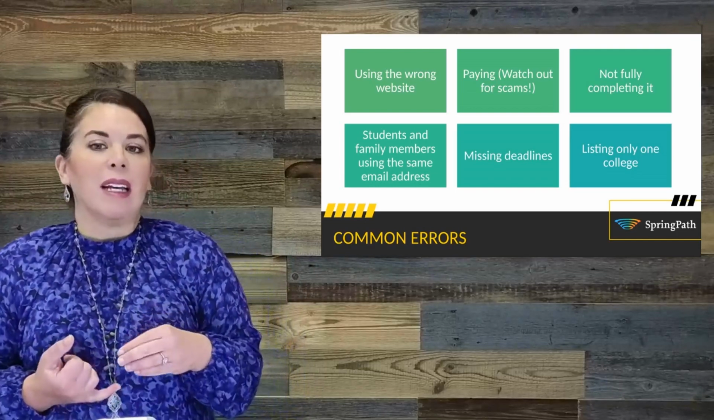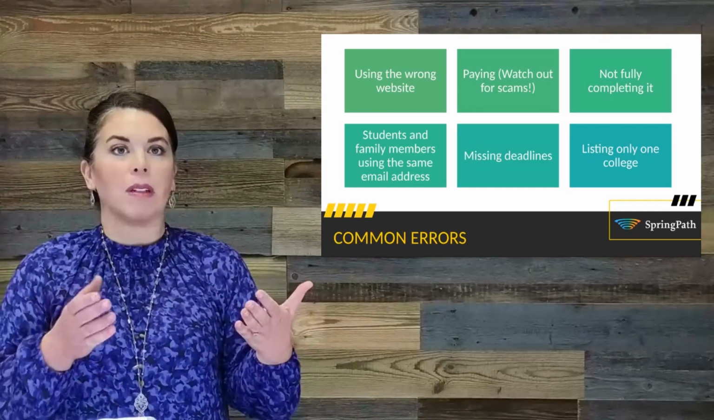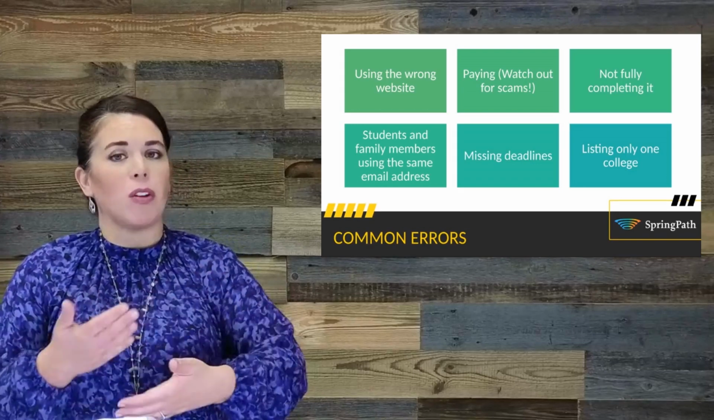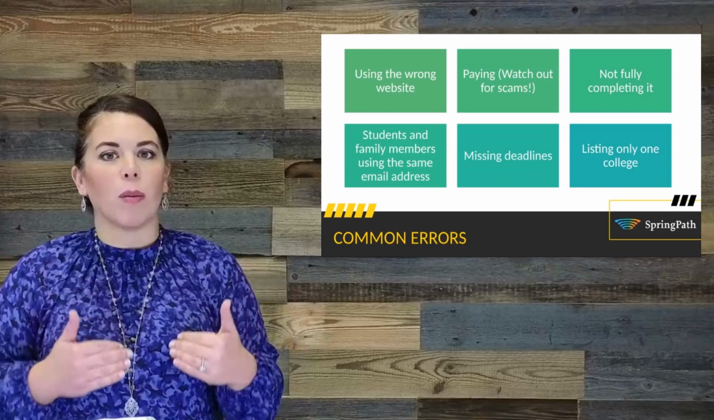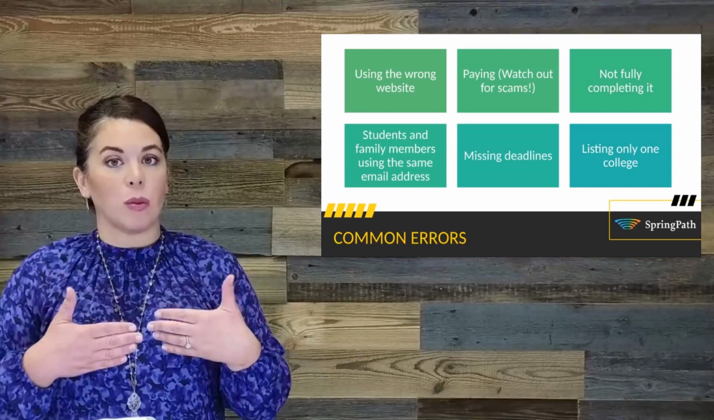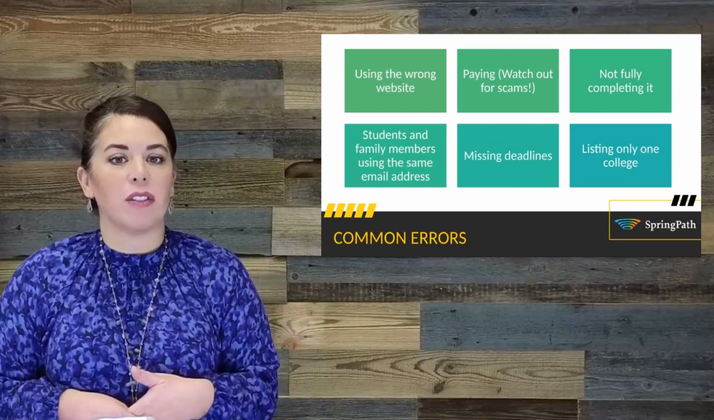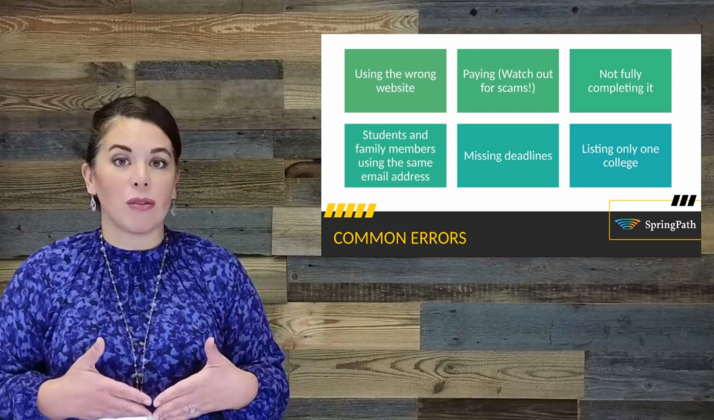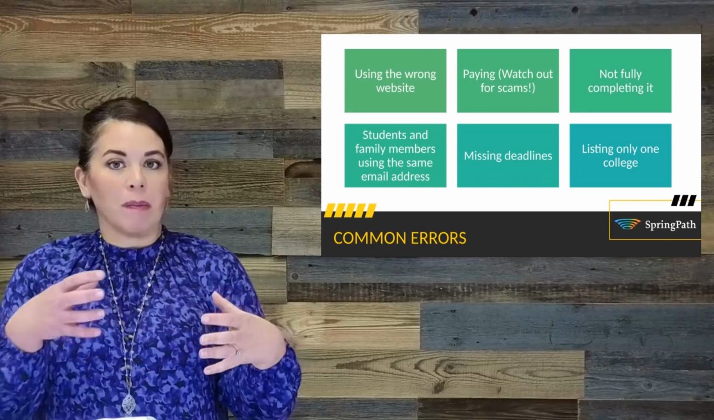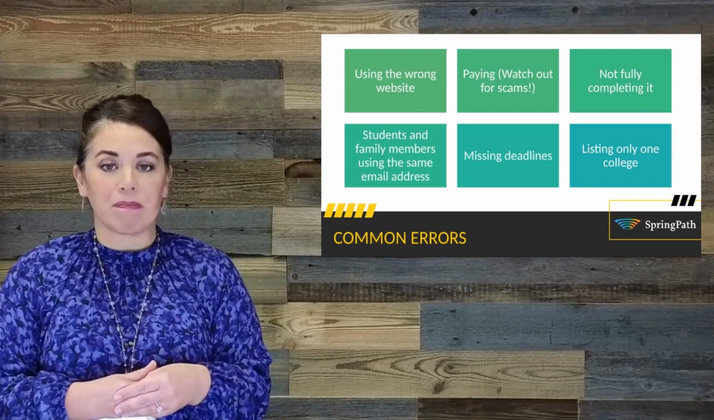Another error is not fully completing it. Sometimes it is a matter of just doing the digital signature to fully complete that FAFSA, where people have gone through and answered all the questions, but they didn't formally submit with an electronic signature. That would be a holdup in the process, where a college would see that it's not complete on their end. Another mistake is students and family members using the same email address. Again, the FAFSA itself is one application, but each person needs their own FSA ID with a separate email address.